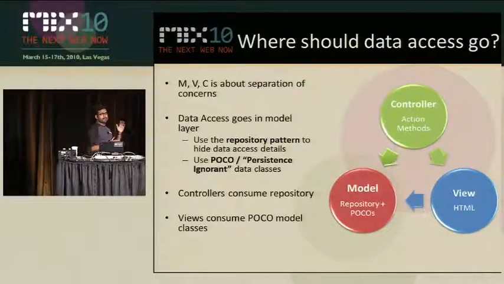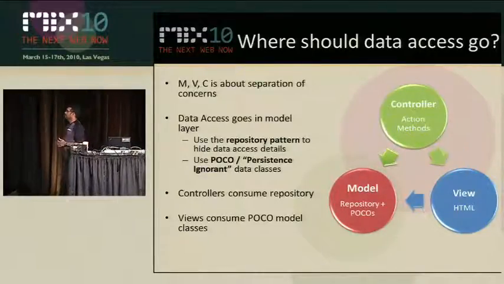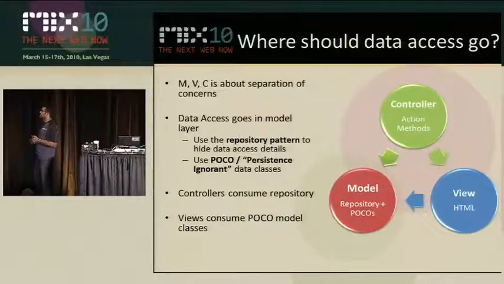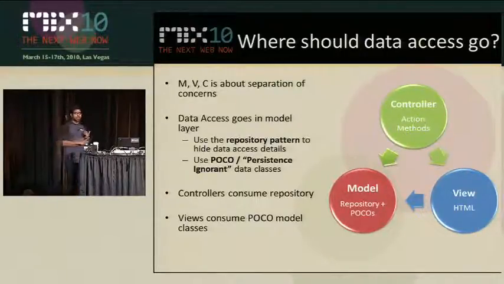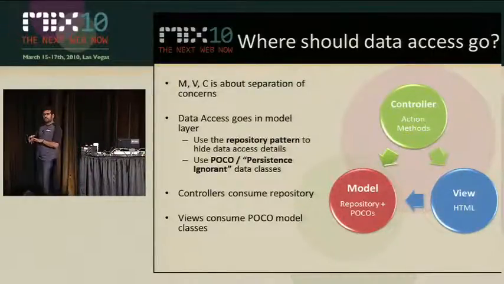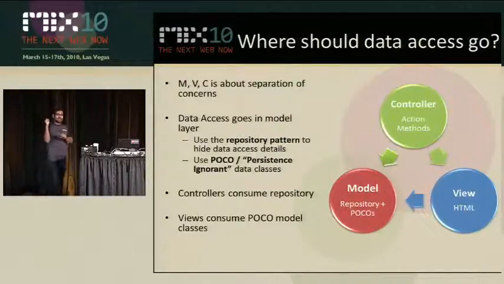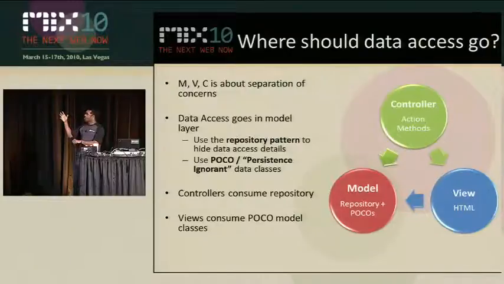Now, there's two patterns or recommendations that I want to leave you with when thinking about how to implement model layers within an MVC application. The first is to use the repository pattern. And all that means is you write a class that we call a repository, and you put all of your data access code in that repository class. So the rest of the app, like the controllers and the views and so on, never actually need to know anything about how that data access is implemented. All they do is call these methods on the repository. So that's recommendation one, use the repository pattern.